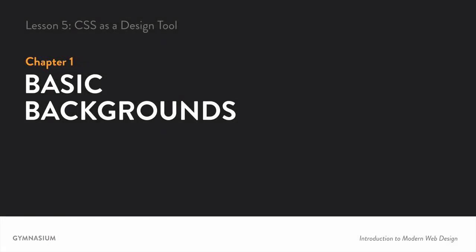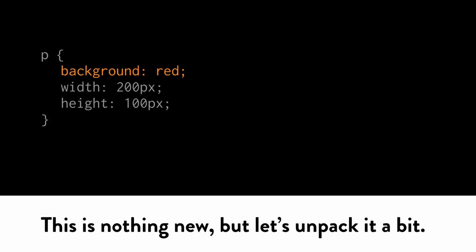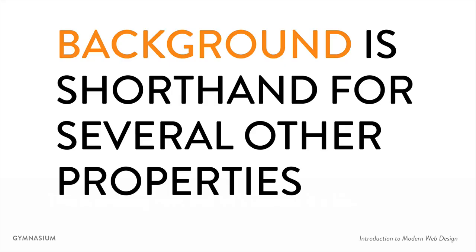In this chapter, we're going to be discussing basic backgrounds as part of an overall discussion of CSS as a design tool. Now, this should look pretty familiar. We've used this a couple of times, just setting the background to red. But when we're setting a background of red, what we're actually doing is setting multiple properties at once, because background is actually a shorthand for several properties.